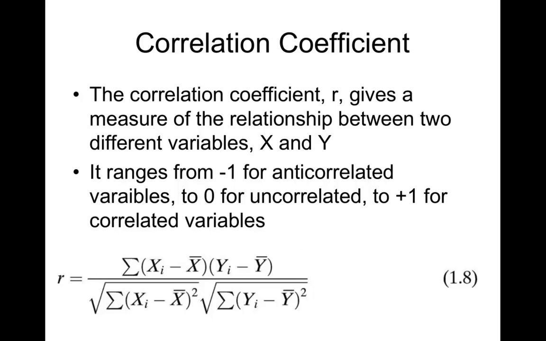Does it decrease your blood pressure, which would give you an anti-correlated variable, or does it have no effect at all, which would be uncorrelated? The important thing to understand is that all correlation really does is give you a measure of how correlated two variables are. It does not imply causality.